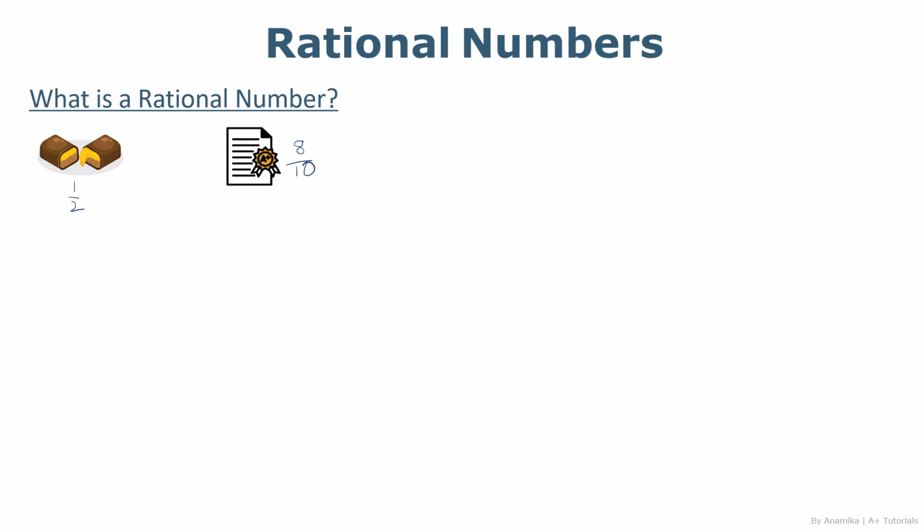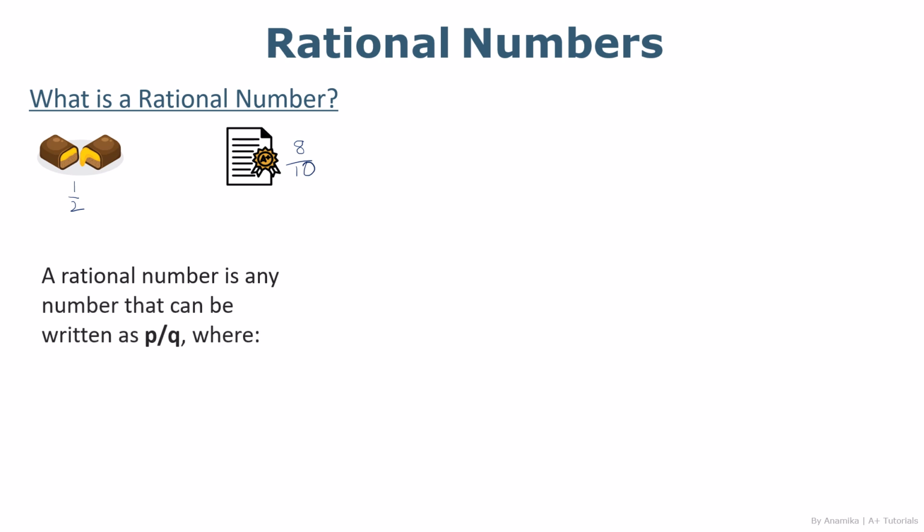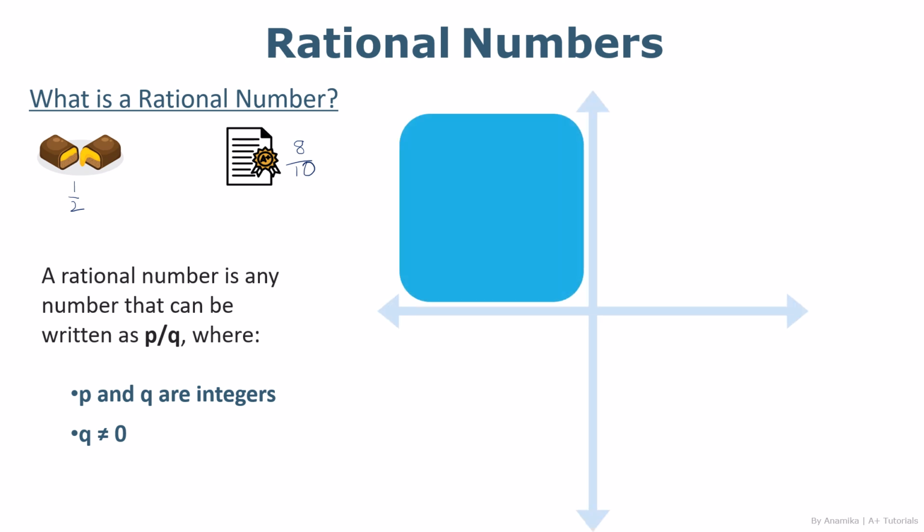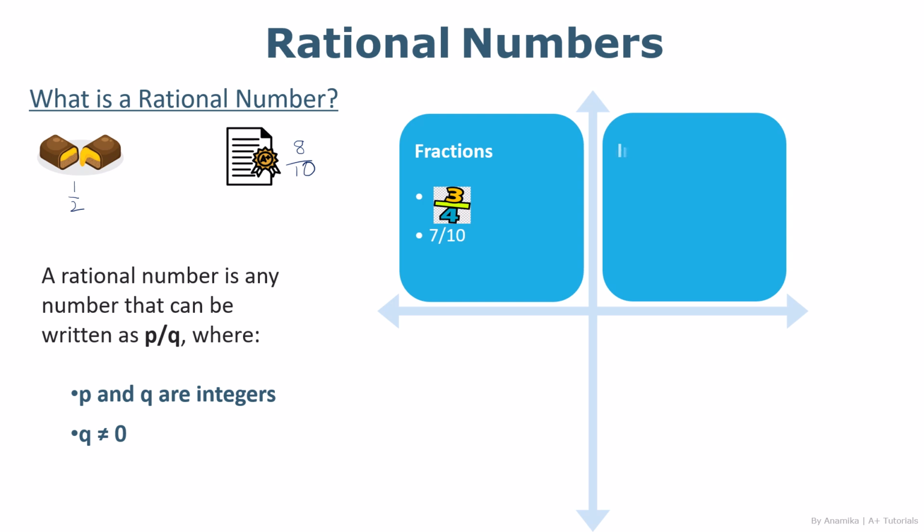So, what is a rational number exactly? It's any number that can be written as p by q, where p and q are integers and q is not 0. Look at some examples. Fractions like 3/4, whole numbers like 2 and 0, even negative numbers like -5.